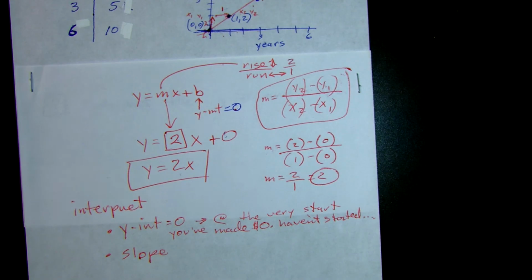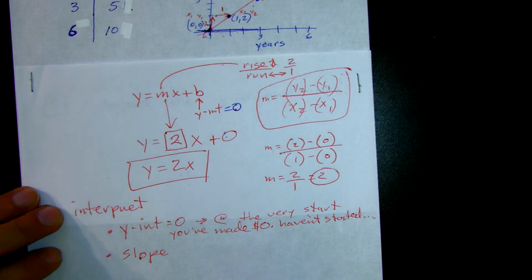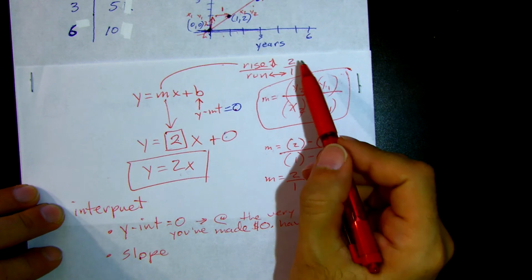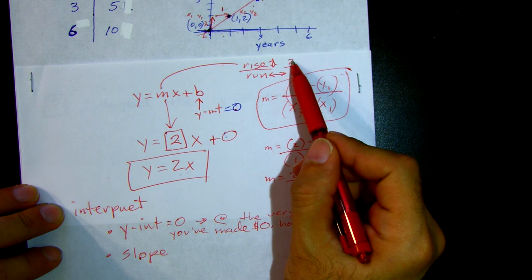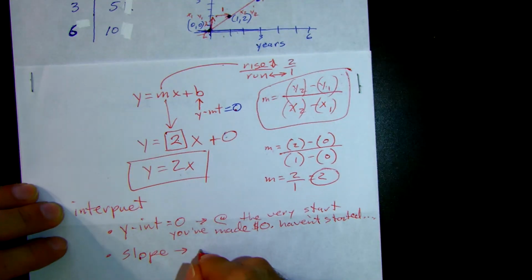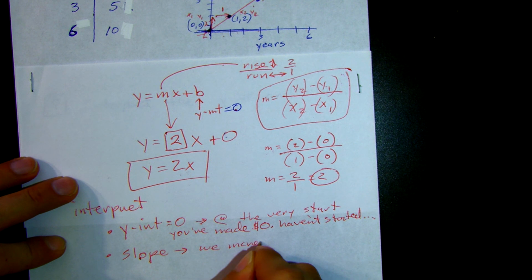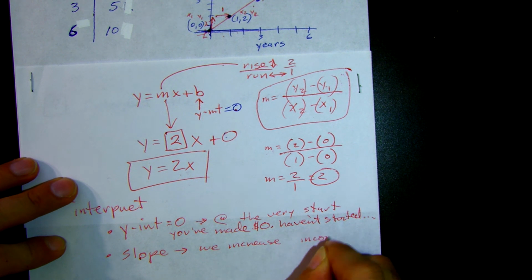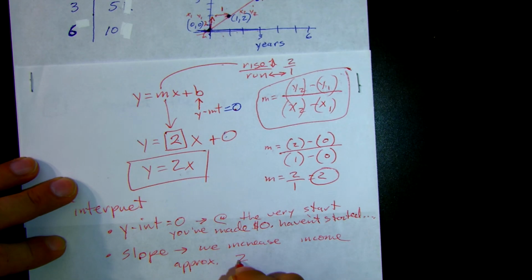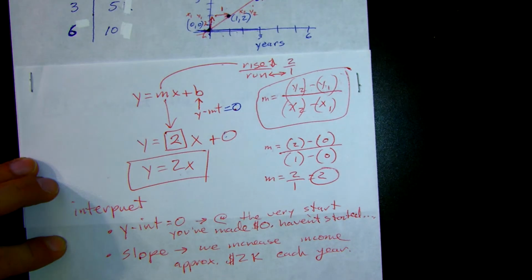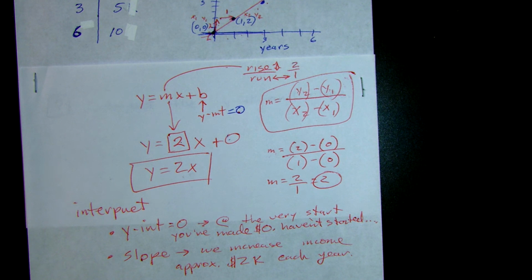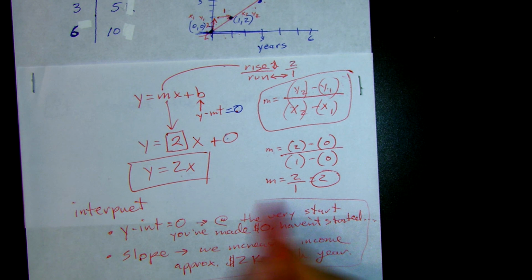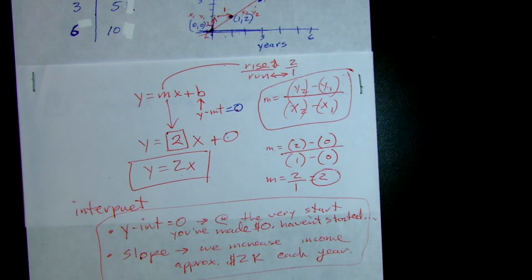All right, and then the slope. The slope is saying that for every year we go up $2,000. So the slope is saying we increase income approximately, right? It's not perfect. Approximately $2,000 each year. Yeah. Approximately $2,000 every year. That would be one of our answers in the homework.